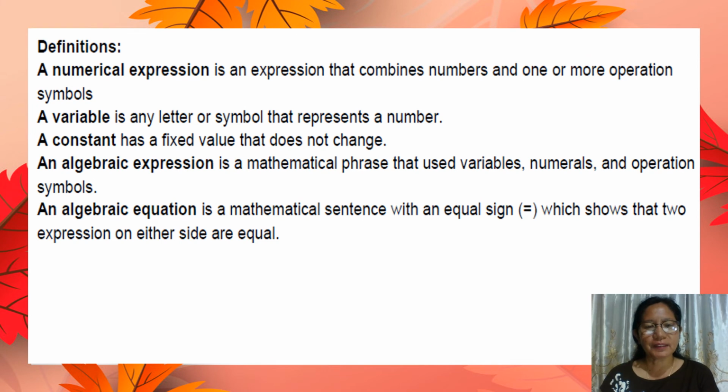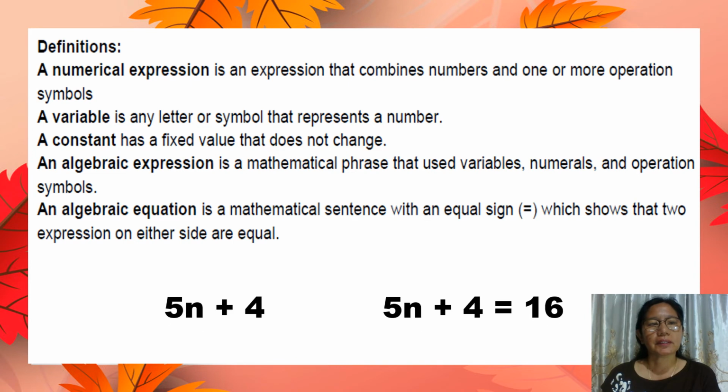So this time let us have some definition of terms. A numerical expression is an expression that combines numbers and one or more operation symbols. So here, 5n is an example of an expression. A variable is any letter or symbol that represents a number. So n here is an example of a variable. A constant has a fixed value that does not change. 4 and 16 are examples of constant numbers.